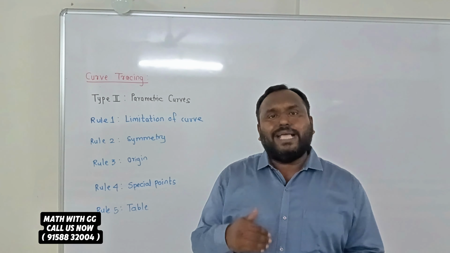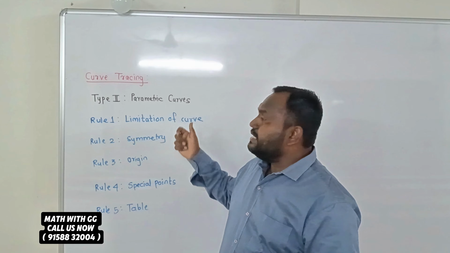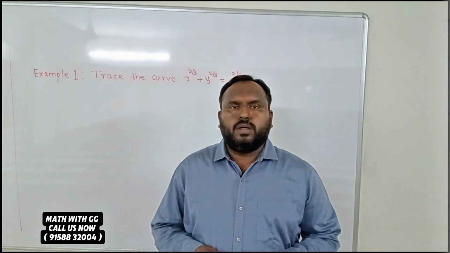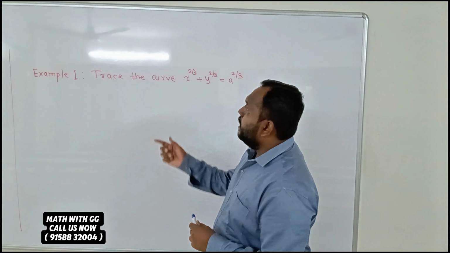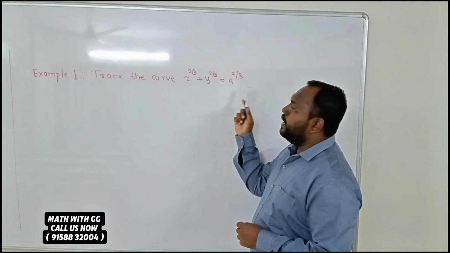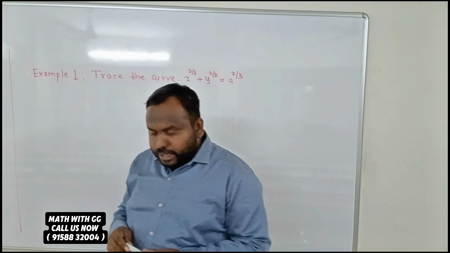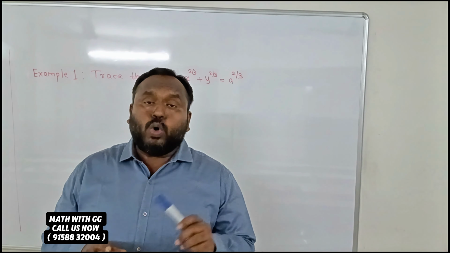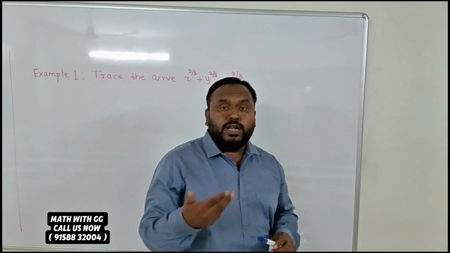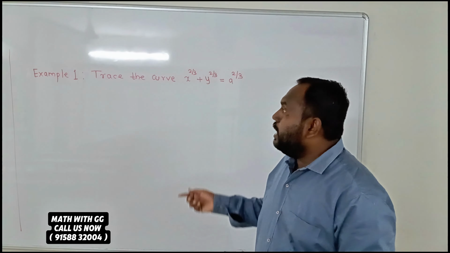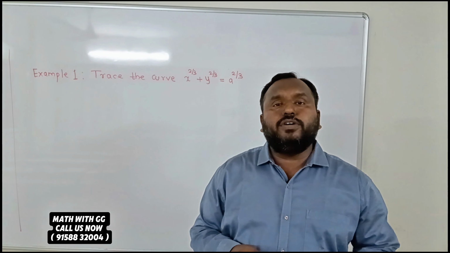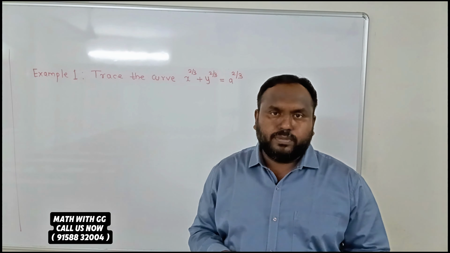Let's start with an example of curve tracing of type 2 curves, that is parametric curve. Example 1, trace the curve x raised to 2 by 3 plus y raised to 2 by 3 equal to a raised to 2 by 3. Now if you observe, though the curve is in x and y, the powers of x and y are rational numbers, hence we cannot trace the curve using Cartesian type.